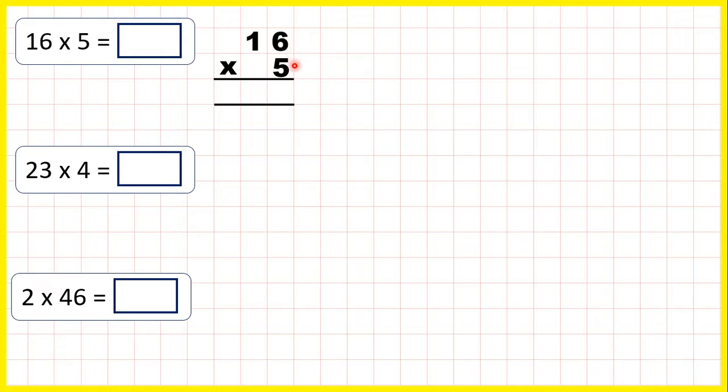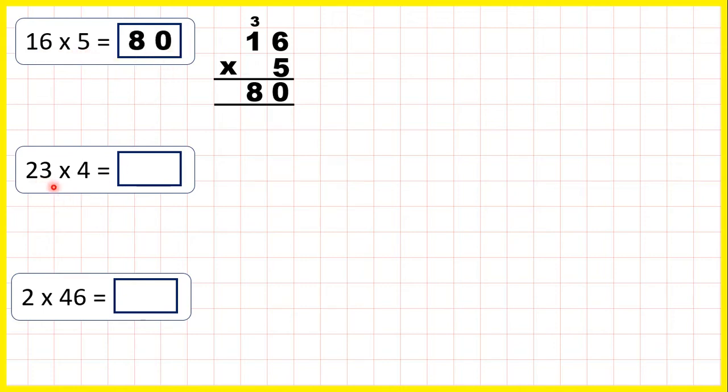So 6 times 5 is 30, so 3, 0, and then we can multiply the digit in our tens. So 1 times 5 is 5, but then we need to add what's on top. So 1 times 5 is 5, plus 3 is 8. So 16 times 5 is 80.